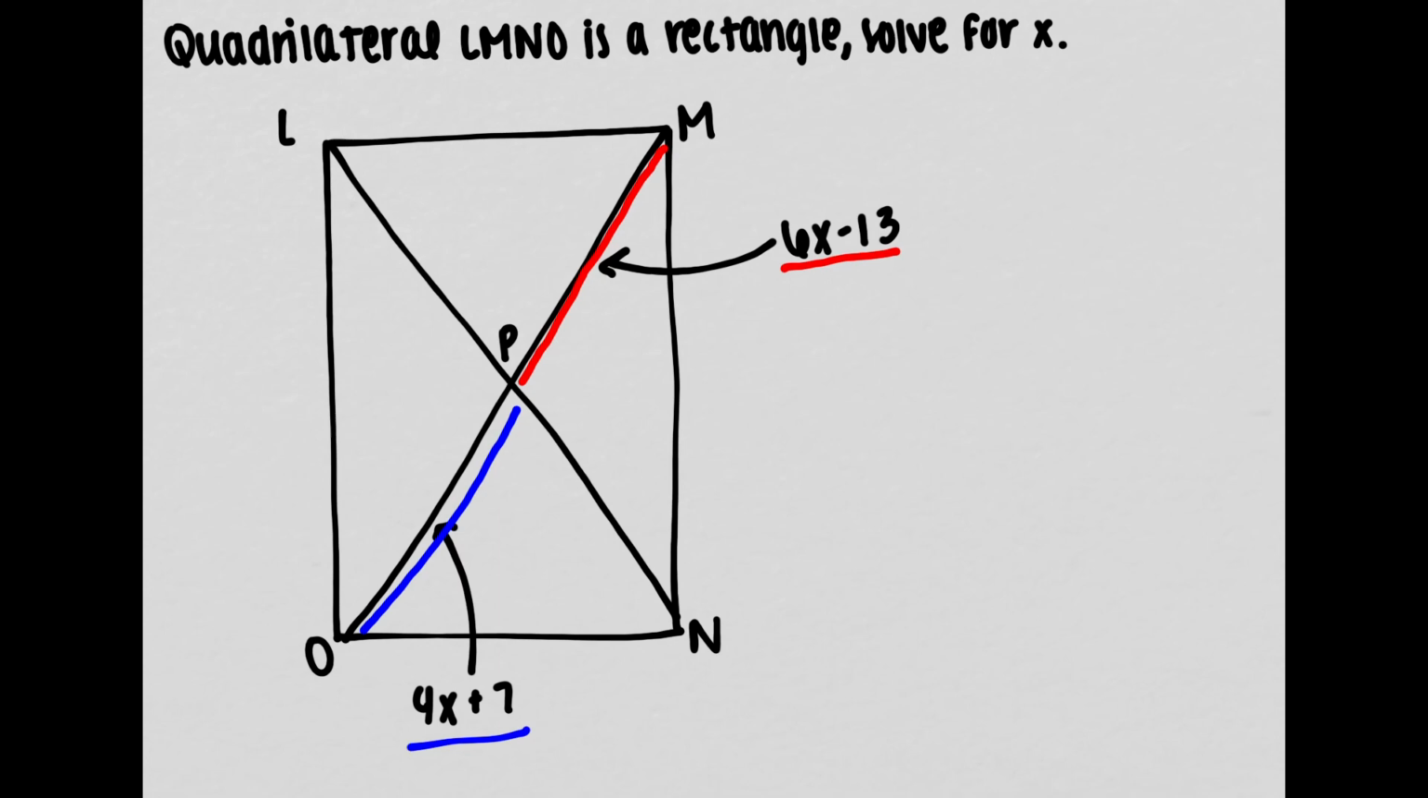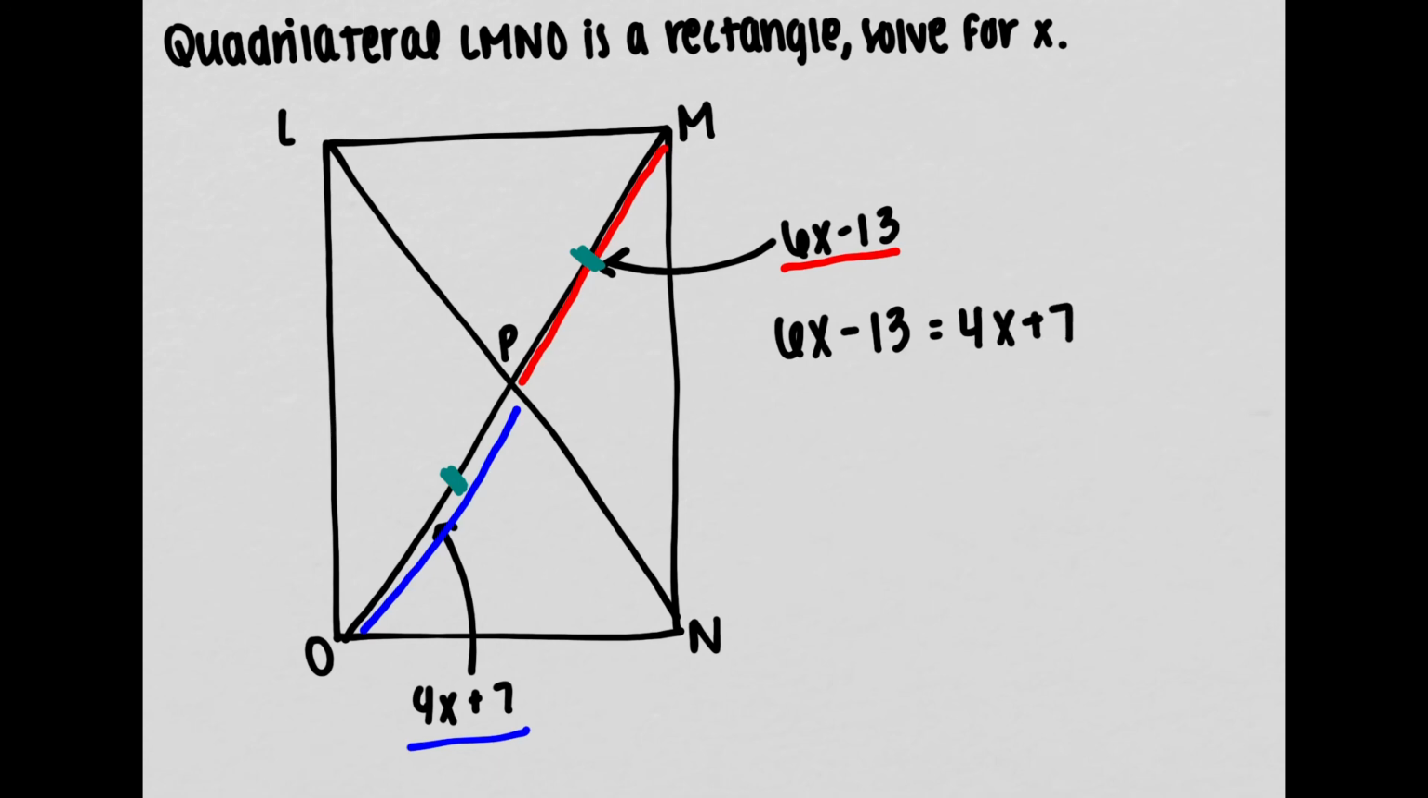What that means is that this part right here is equal to this part right here. If one was 4, the other was 4. We saw that in the example before. So in order to solve for x, we're going to set these two expressions equal to each other. So 6x minus 13 is equal to 4x plus 7.